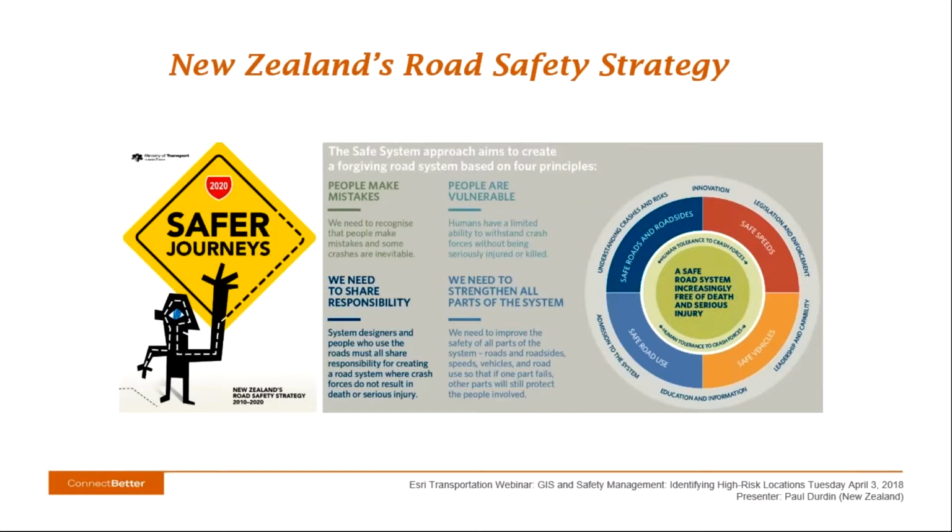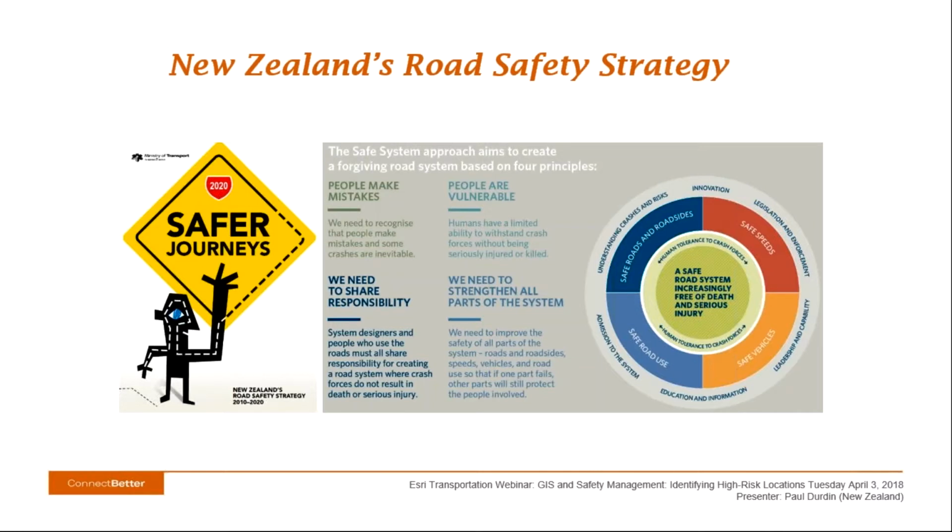In 2010, New Zealand introduced the Safer Journeys Road Safety Strategy, and it adopts the safe system philosophy, which aims to create a forgiving road system based on the following 4 principles: that people make mistakes, that people are vulnerable, you need to share responsibility, and strengthen all parts of the system. The system is defined by having 4 pillars, being safe roads and roadsides, safe speeds, safe vehicles, and safe road use.